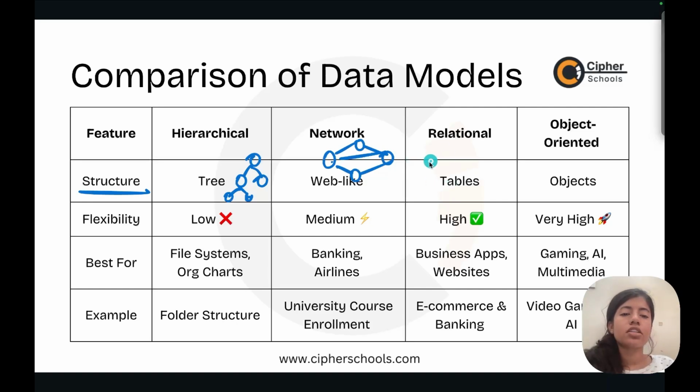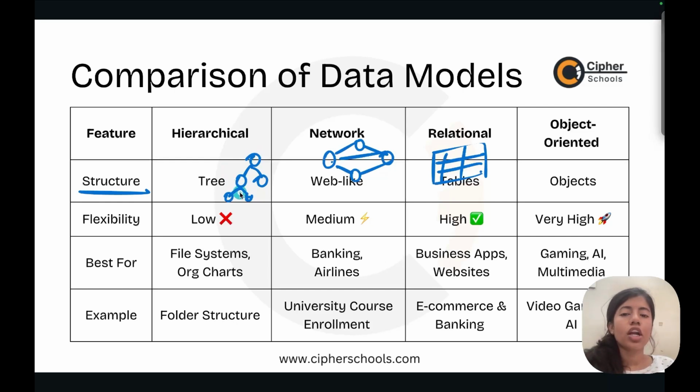Relational databases store tabular data in the form of tables. Object oriented databases, we just saw that, we create objects and store the needed attributes. Now talking about flexibility, in the hierarchical model, because we have a one to many relationship, it is not flexible.